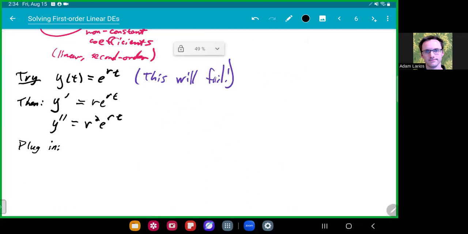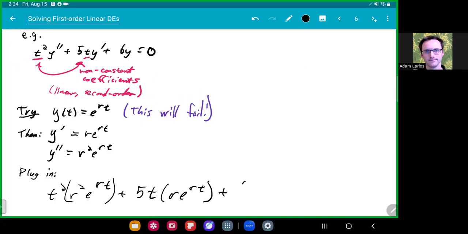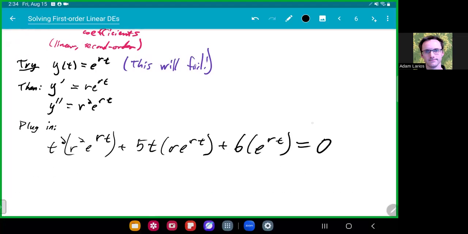And what do we get? So trying to get that on the screen there, we'll get something like t squared times r squared e to the rt plus, so that's from the first bit, 5t times y prime, which was r e to the rt, and then plus 6 e to the rt, and that's all supposed to equal 0. We hope it equals 0, right?